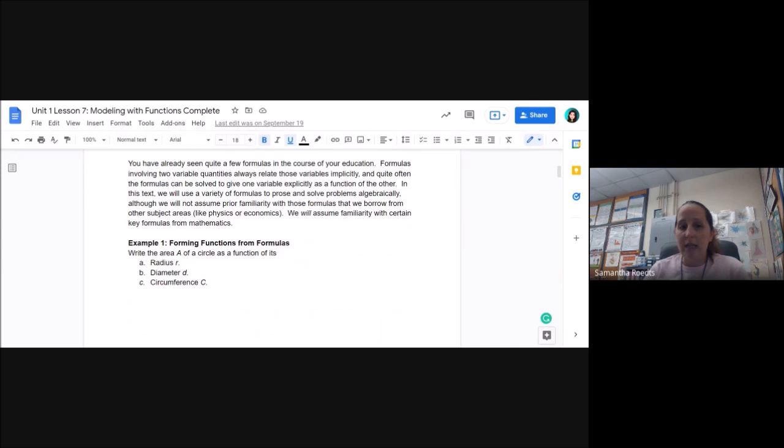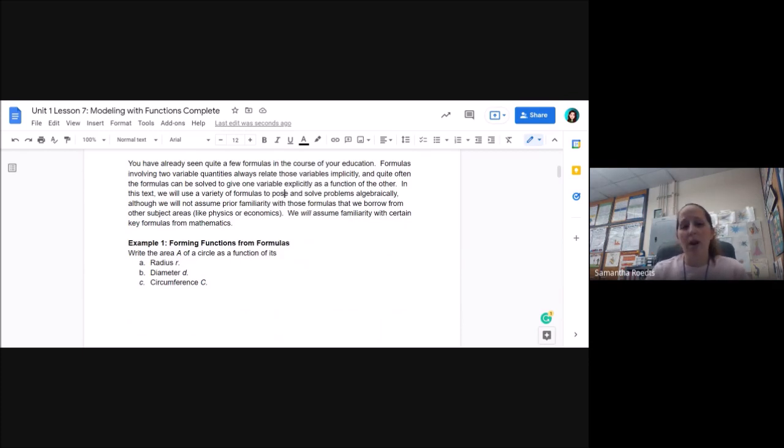You have already seen quite a few formulas in the course of your education. Formulas involving two variable quantities always relate those variables implicitly, and quite often the formulas can be solved to give one variable explicitly as a function of the other. In this text, we will use a variety of formulas to pose and solve problems geometrically. Although we will not assume prior familiarity with those formulas that we borrow from other subject areas like physics or economics, we will assume familiarity with certain key formulas for mathematics. So things like the area of a rectangle or the area of a triangle or the area of a circle. So things along that line.